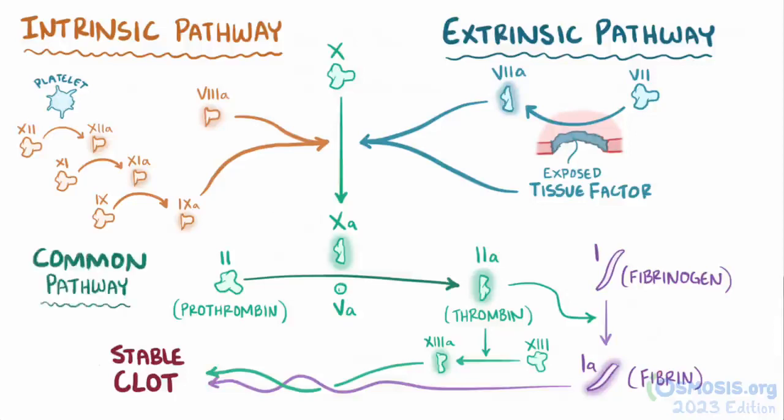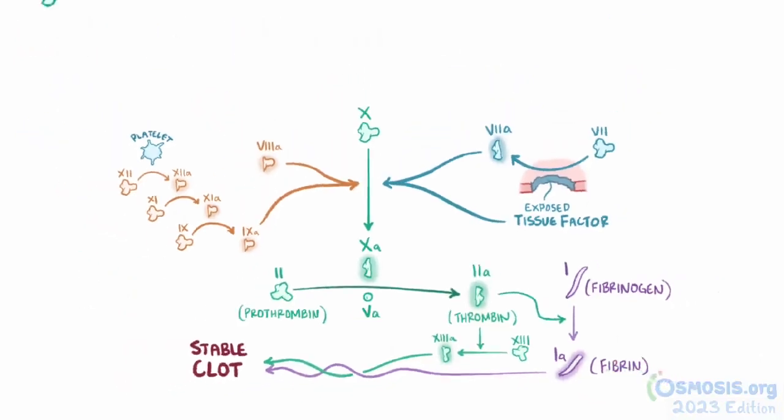Believe it or not, this is a somewhat simplified version of the coagulation cascade, but it has all the key parts needed to understand hemophilia. Now, an insufficient concentration or decreased activity of any coagulation factor can cause hemophilia, except factor 12 deficiency, which is asymptomatic.